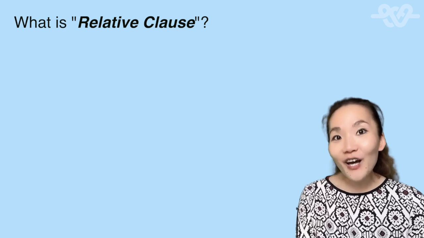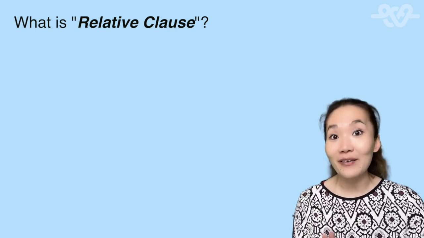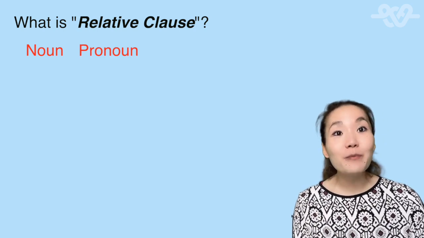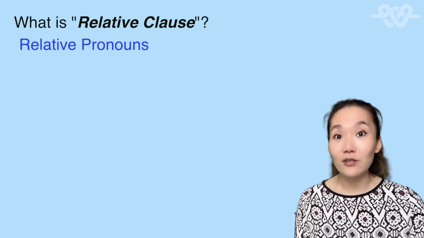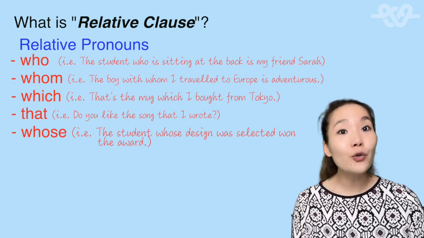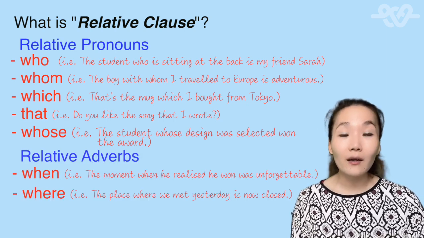A relative clause is a type of clause that provides additional information about a noun or pronoun in a sentence. It is introduced by a relative pronoun such as who, whom, which, that, or whose, or a relative adverb such as when, where, or why.